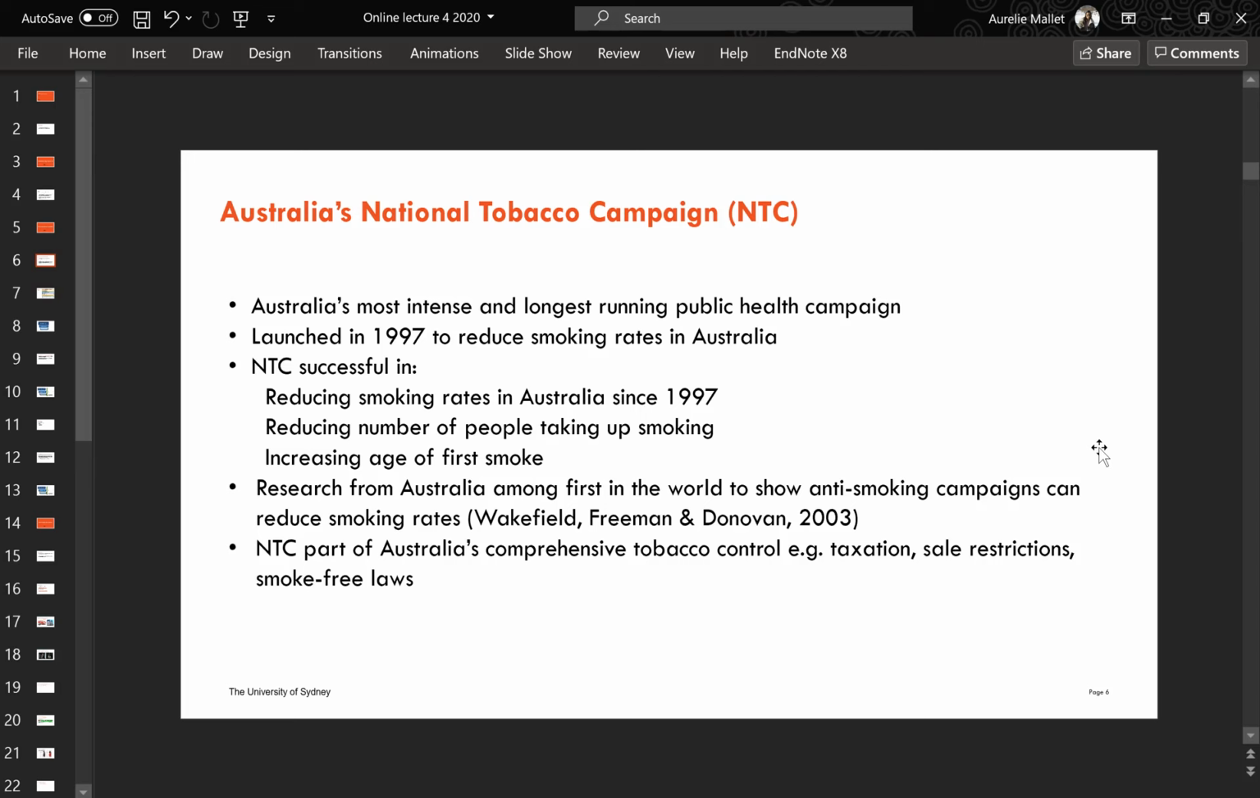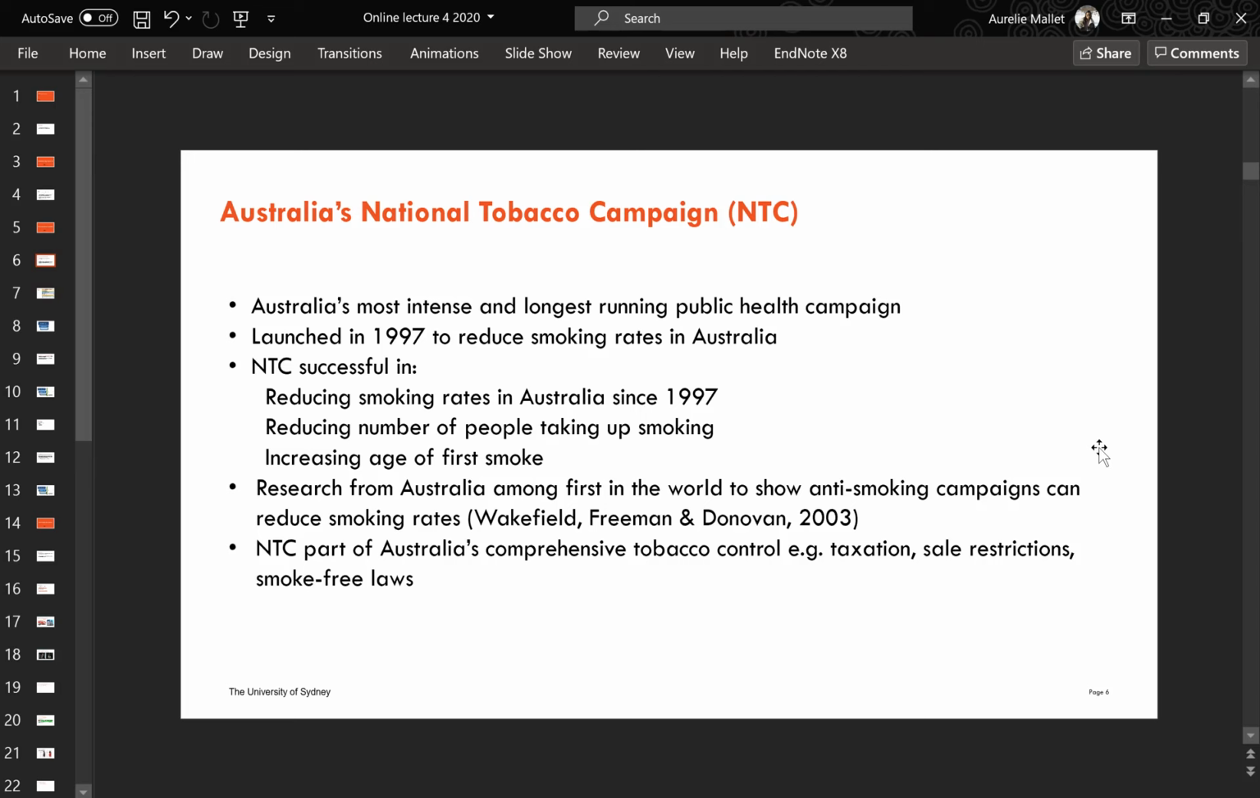We also have smoke-free laws, so there are certain places where you can and can't smoke. So I'm not sure if you guys have noticed, but around campus, I'm aware that some of you haven't actually gotten to the campus yet, but around campus here at UCID, there are areas that are designated for smoking, and then the rest is a no smoking zone. So there are laws as to where you can and can't smoke. And then the Australia National Tobacco Campaign is part of that broader tobacco control in Australia.